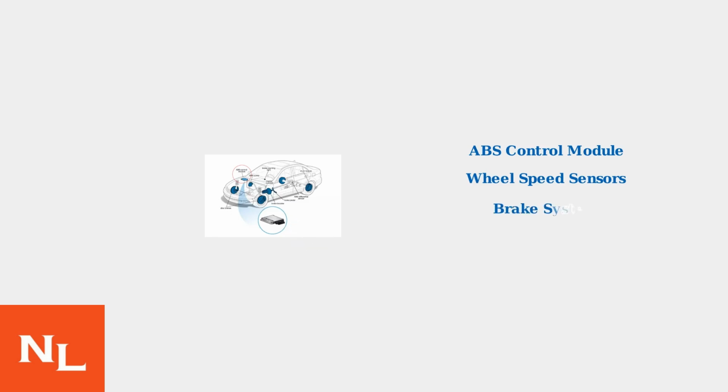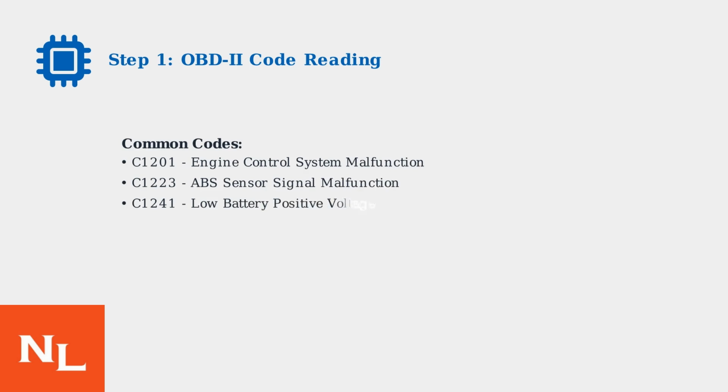The ABS control module processes sensor data while wheel speed sensors monitor each wheel's rotation. Wiring connects all components, and the brake system provides the physical intervention when needed. The first step in diagnosing traction control issues is using an OBD2 scanner to read any ABS or VSC error codes. This provides specific information about what the system has detected.